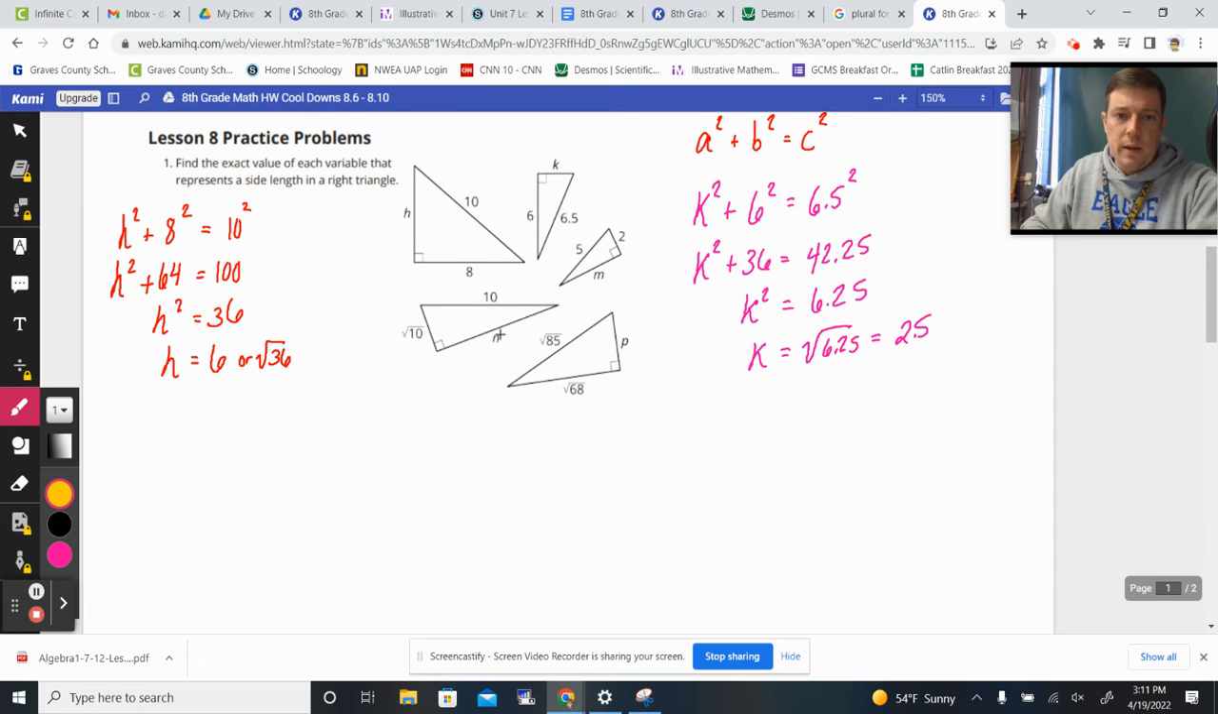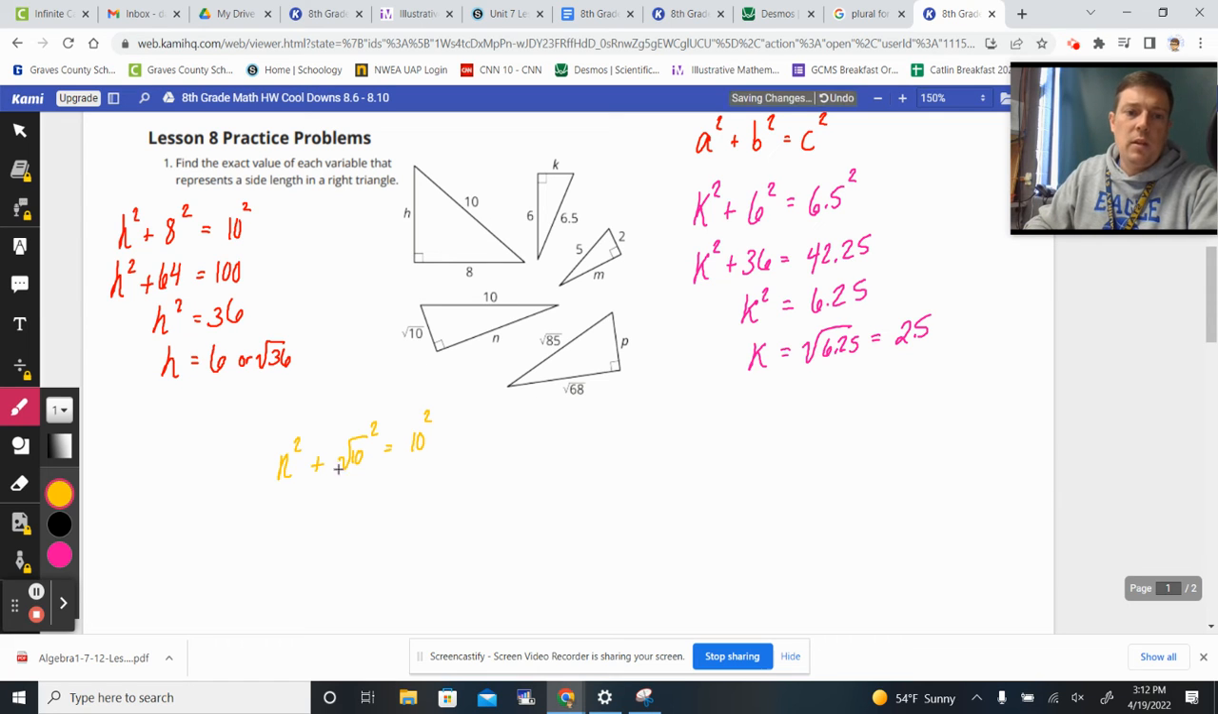n is an a or b. It's a leg. 10 is the hypotenuse. Root 10 is another leg. So I would set this one up as, I'm going to say n squared is my a squared, and root 10 is going to be my b squared. So root 10 squared equals my c squared, which is 10.